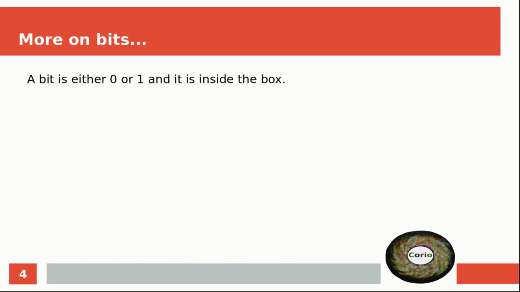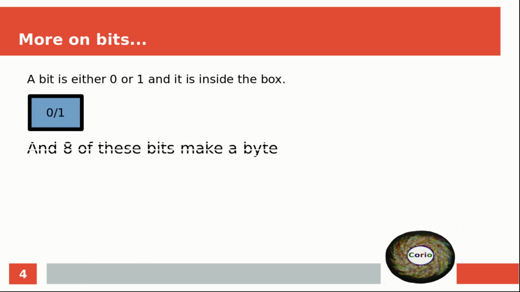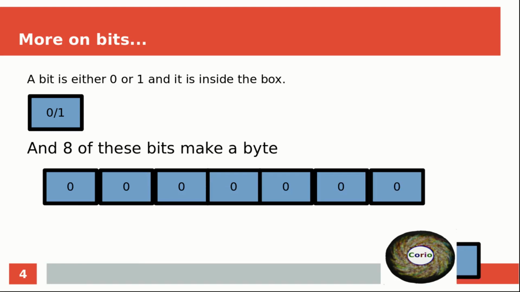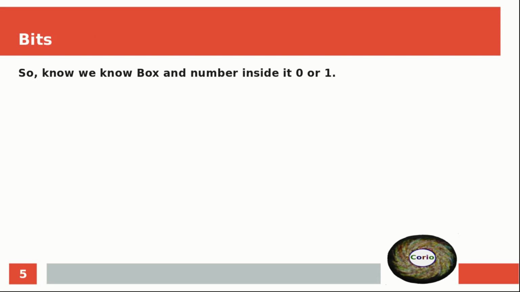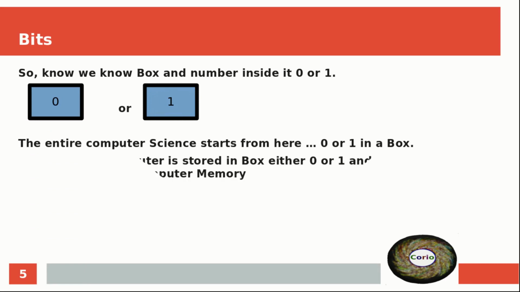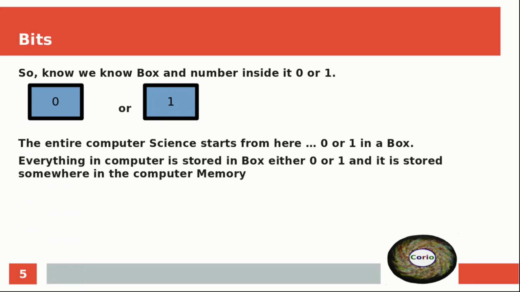A bit is either 0 or 1 and it is inside the box. And 8 of these bits make a byte. So 1 byte is 8 bits. So, now we know box and number inside it, 0 or 1. This is very important as the entire computer science starts from here. 0 or 1 in a box.